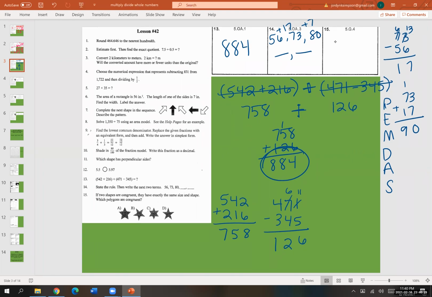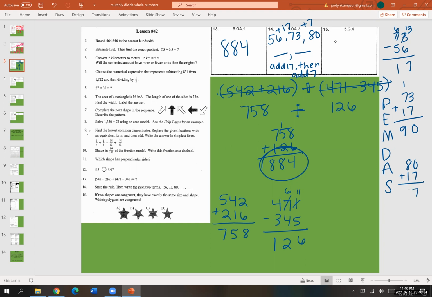So this has two different operation rules. One was adding 17, then add 7. So if we added 7 last, the next thing we would do is add 17 to that 80. So 80 plus 17, 0 and 7 is 7, 8 and 1 is 9, so 97. And then we'll add 7 to 97. 7 and 7 is 14, 9 and 1 is 10, so the next one will be 104. So you need the rule and the next two terms.